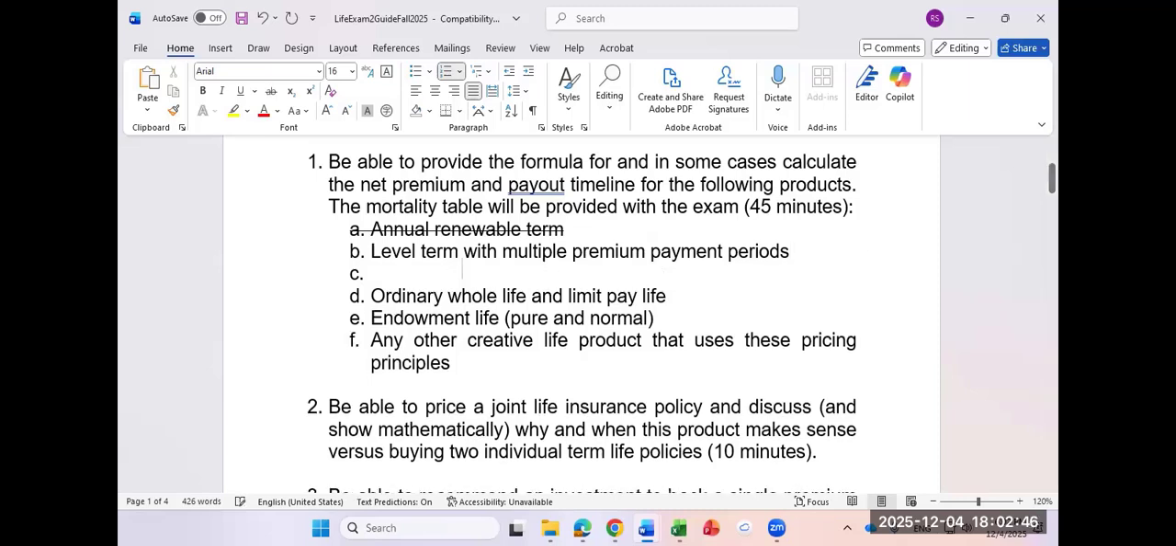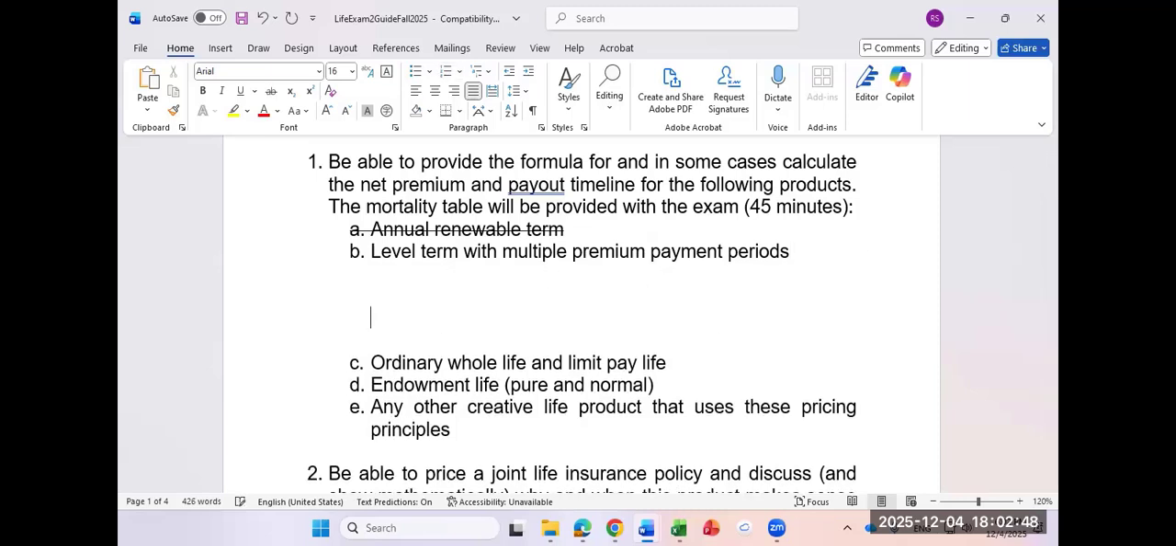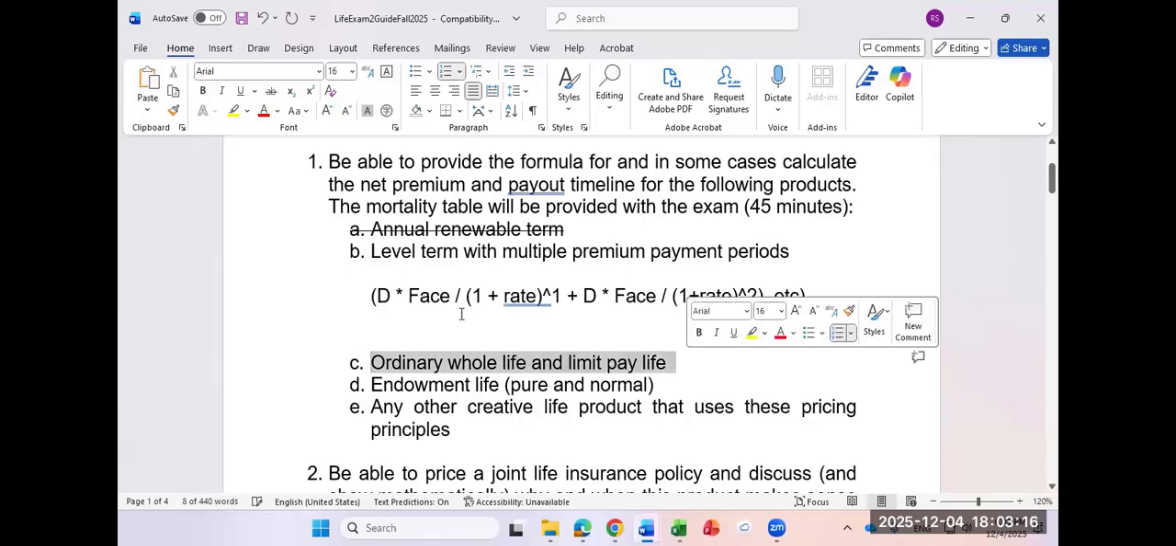So level term, it's pretty obvious. You're going to have some D's times a face divided by 1 plus a rate to the first, plus a D times a face divided by 1 plus a rate to the second, etc. That's what the numerator looks like. You're going to see that over and over again because it's the exact same formula for ordinary whole life.